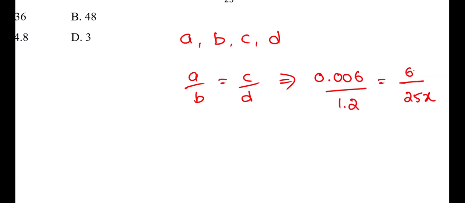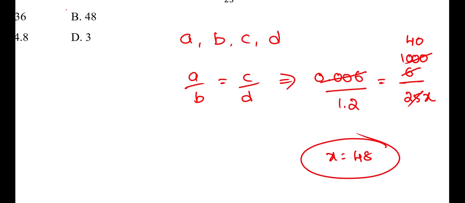Right, so this is 10 times is 0.06, 100 times, okay, 1000 times we have to get anyhow. Now 25, 40 times. X is nothing but 48, you can check it out. Find the fourth proportion for the data, it's nothing but 48.